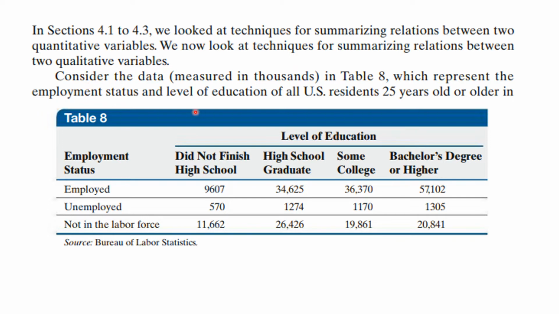So consider the data as an example, measured in thousands in this table, which represent the employment status and level of education of all U.S. residents 25 years or older. The level of education is categorized by, these are categorical variables, did not finish high school, graduate, some college, bachelor's degree or higher. And their employment status, these are the columns of the table, these are the rows, they are either employed, unemployed, or not in the labor force. Not in the labor force means you're not looking for a job, you're not unemployed or employed, you're just not looking for a job. And this is from the Bureau of Labor Statistics.